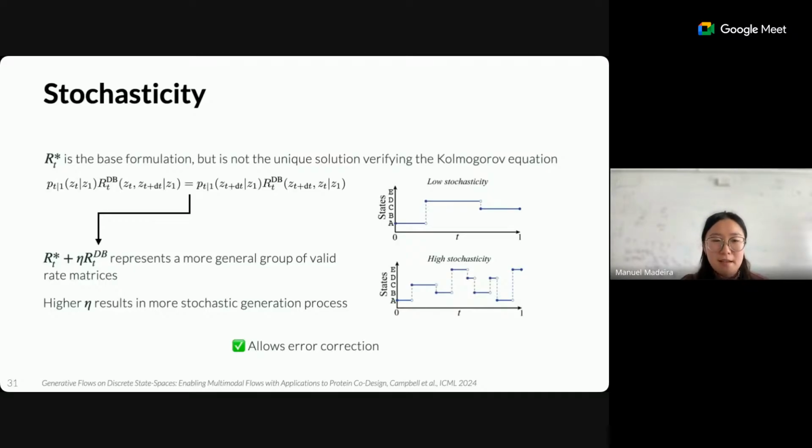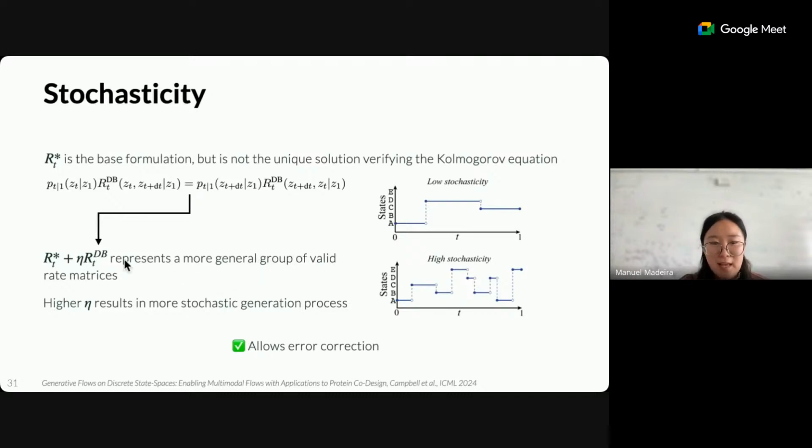Actually, if we consider another group of matrices that we call RDB, which verifies this equation, which is called detailed balance, then any matrix which is R star plus eta RDB, where eta is a positive scaling hyperparameter, these new matrices represent a more general group of valid rate matrices.